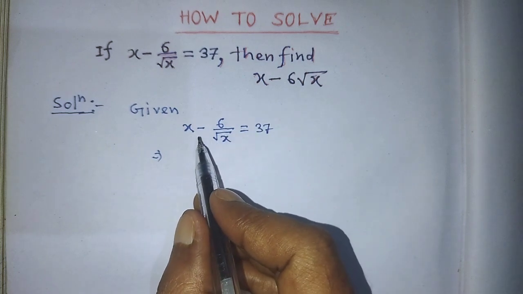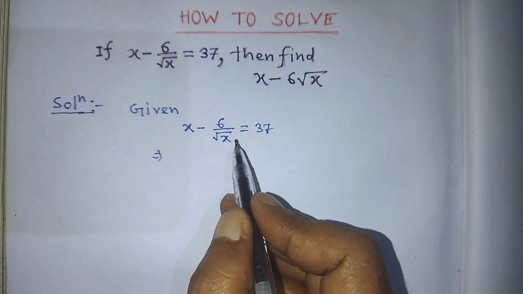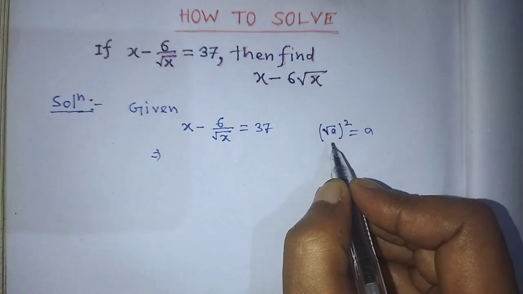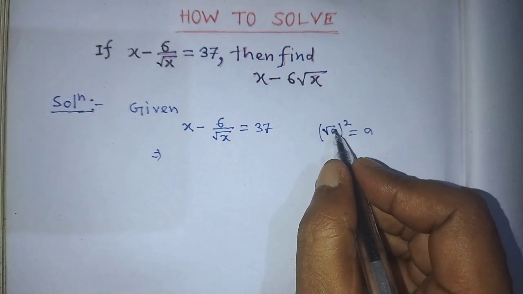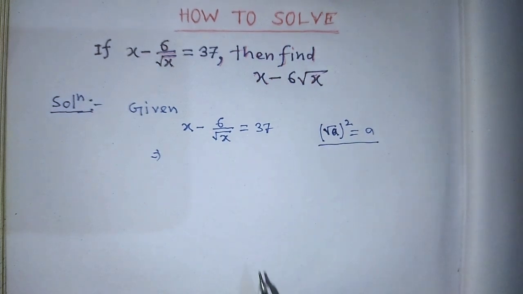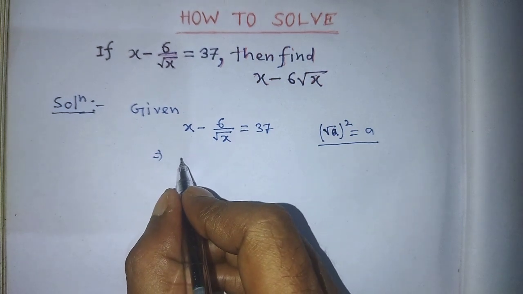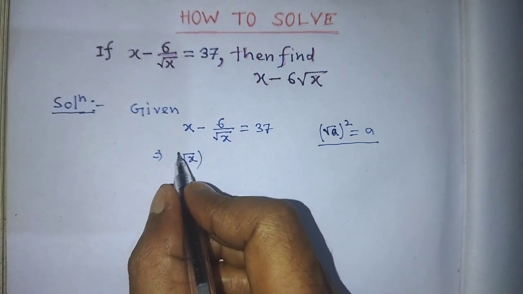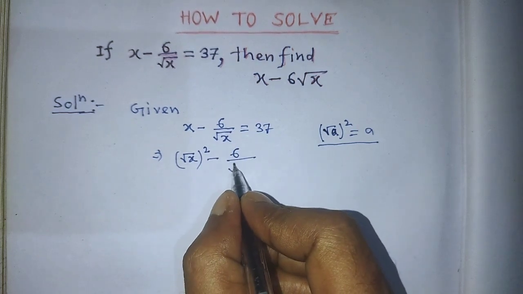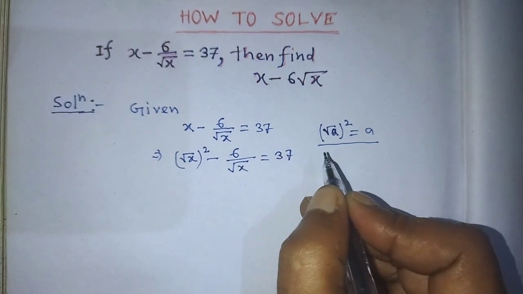In this equation, on the left hand side, here is x minus 6 over root of x. So we have to write x in terms of root of x. We know that root of a whole square is equal to a. So this rule we have to apply on the left hand side. We can write in place of x, root of x whole square, minus 6 over root of x is equal to, again, 37 on the right hand side.